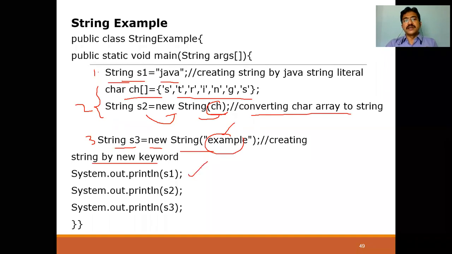Now we can display S1, S2, S3. So the S1 output is Java, the S2 output is strings, and the S3 output is example, right? So this is how we can create a string.